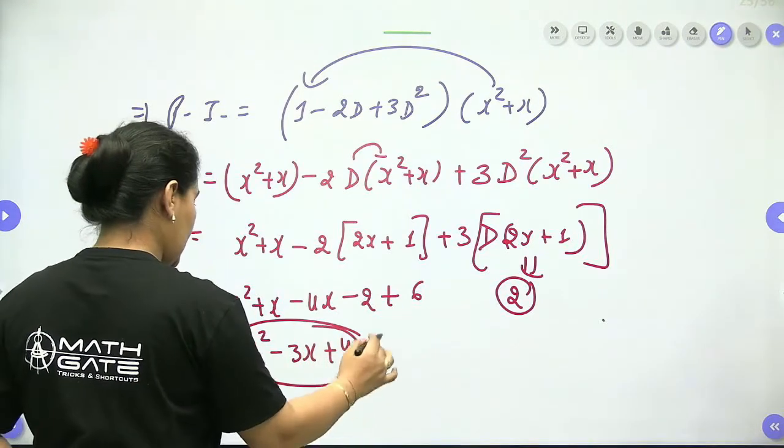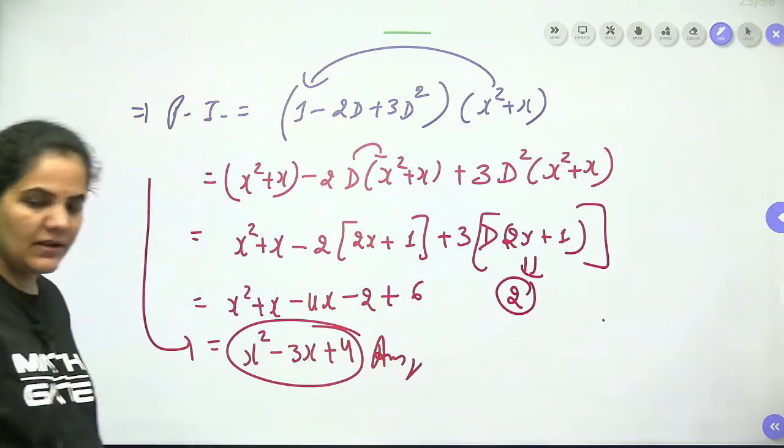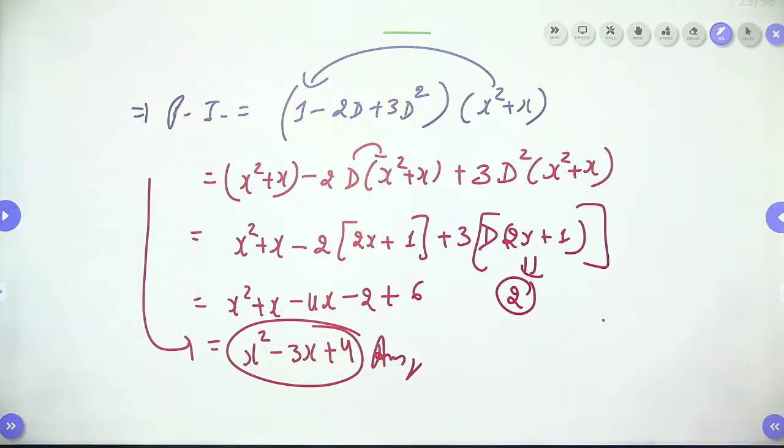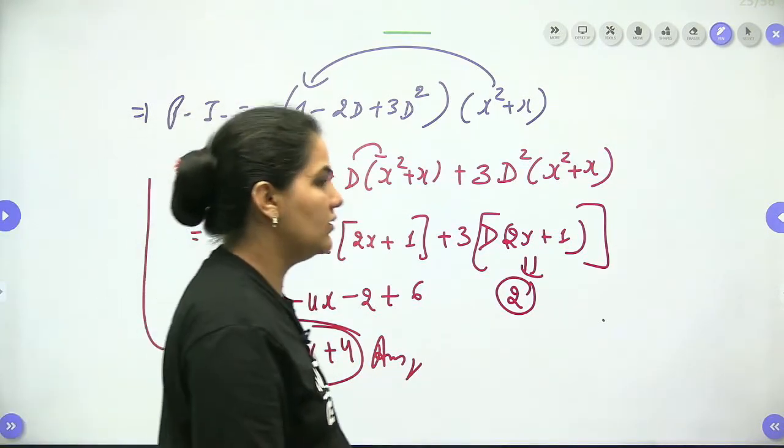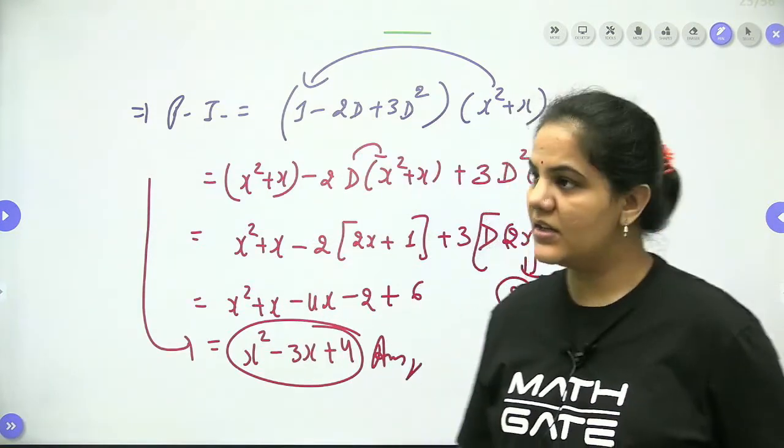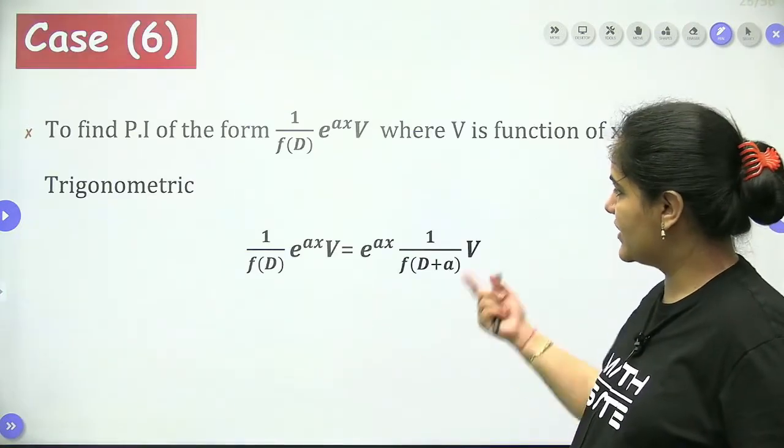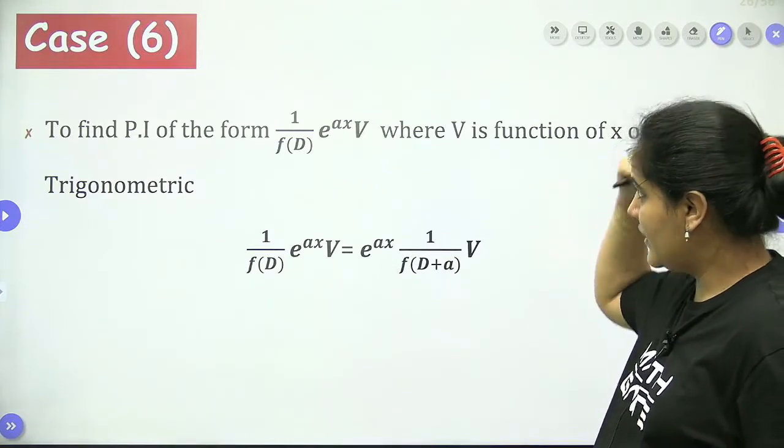So this will be your final PI. This will be your final PI. Is it clear? So we can approach just like this. So these are the 5 cases which we discussed, and in the next we will have discussion on case number 6 and case number 7.